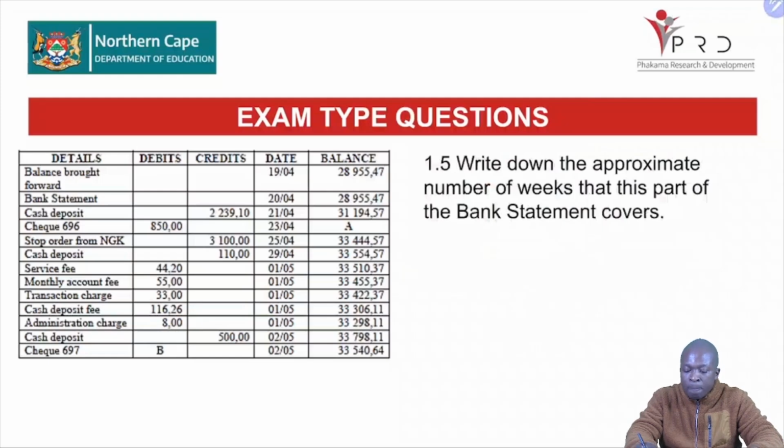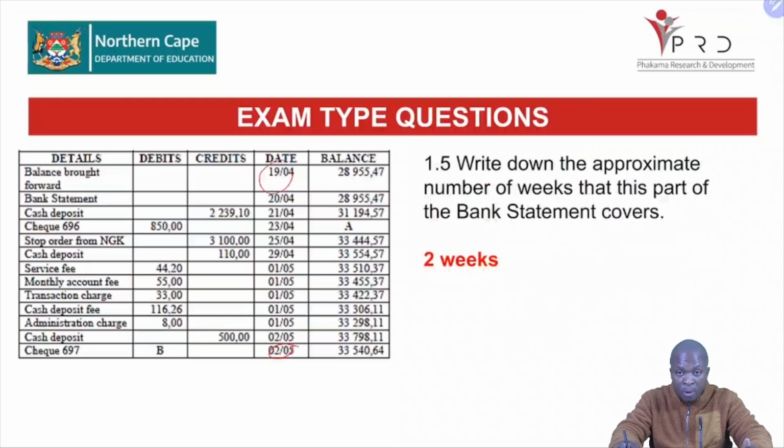Write down the approximate number of weeks that this part of the statement covers, meaning from 19 April way up to May. How many weeks roughly are there? It's going to be only 2 weeks. Are we good? Okay.